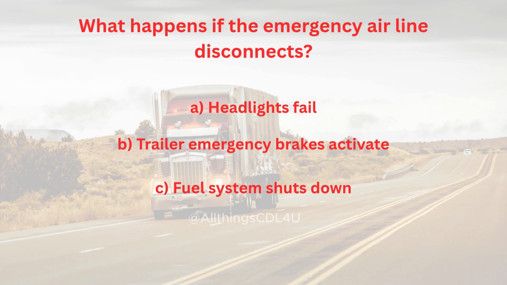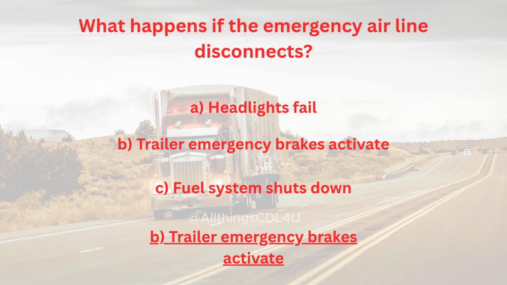What happens if the emergency airline disconnects? A. Headlights fail. B. Trailer emergency brakes activate. C. Fuel system shuts down. B. Trailer emergency brakes activate.